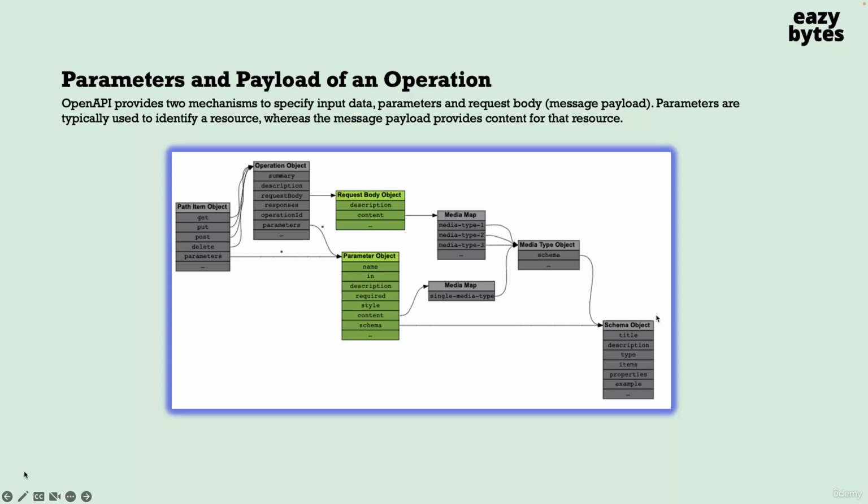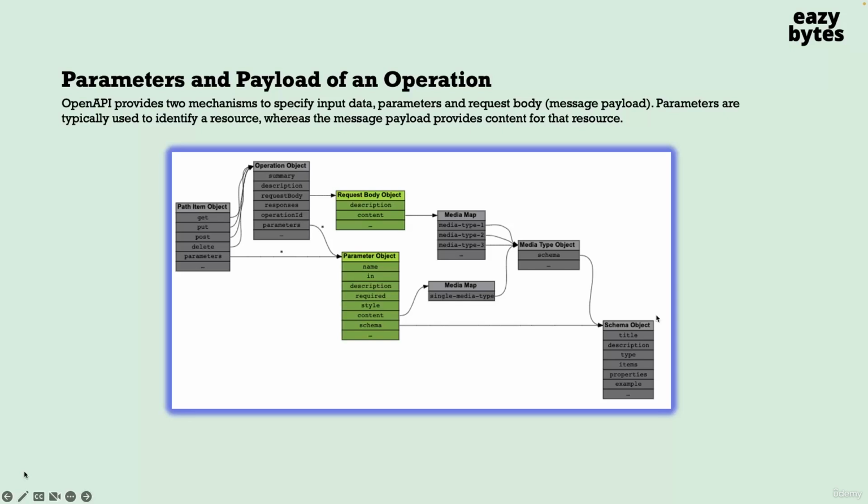And apart from defining the simple input parameters, you can also define complex input objects by using, again, the same content and schema media maps. You can send an entire JSON as an input as part of a query param or path param. So that kind of complex definition is also possible.